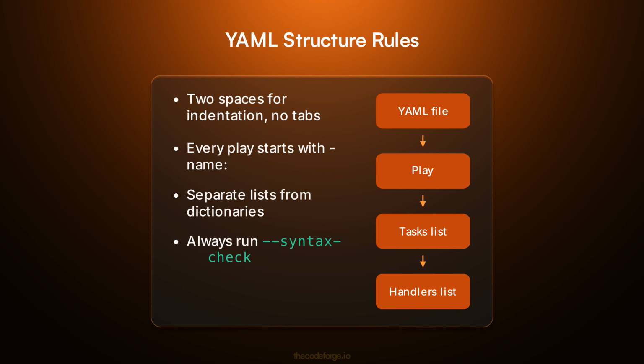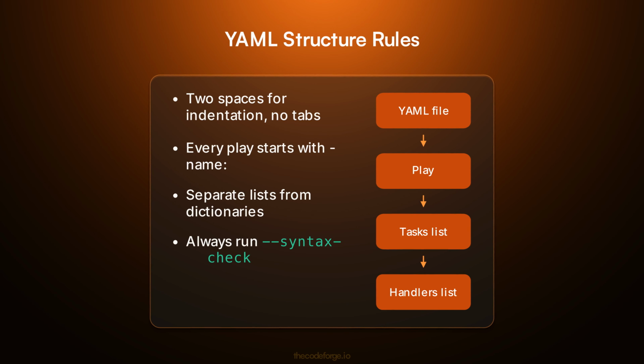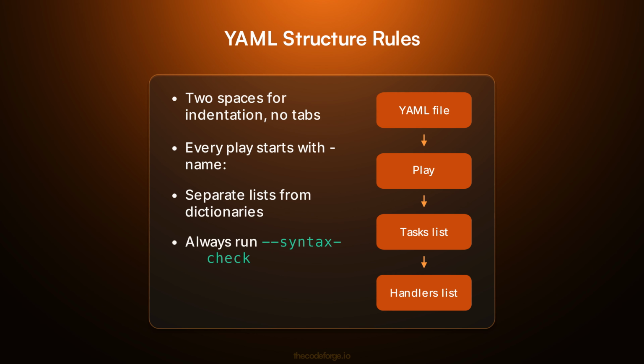Ansible playbooks are YAML. YAML is whitespace sensitive. One tab character where a space belongs and your playbook silently fails, or worse, applies the wrong module to the wrong hosts. 3 rules eliminate this. Use 2 spaces, every play starts with a dash and a name, and separate lists from dictionaries clearly.